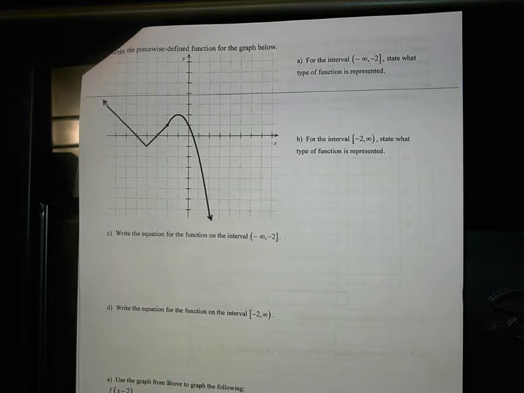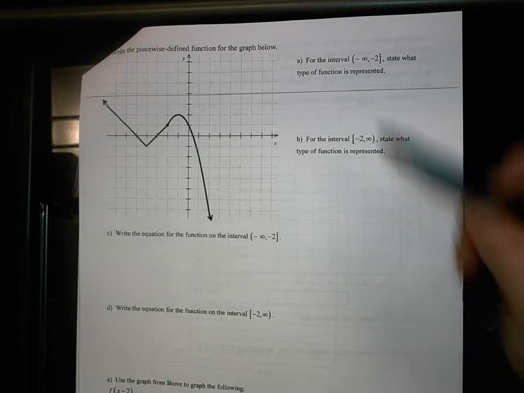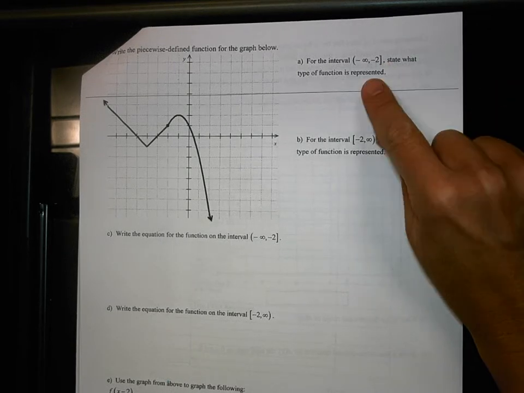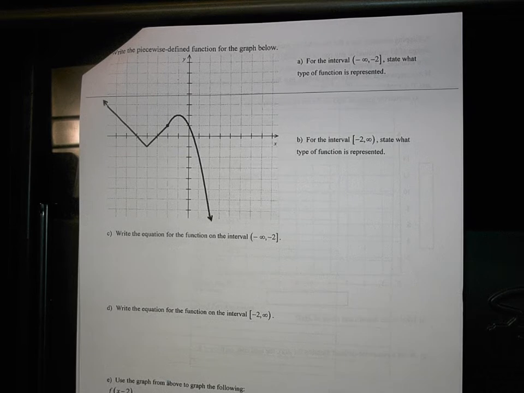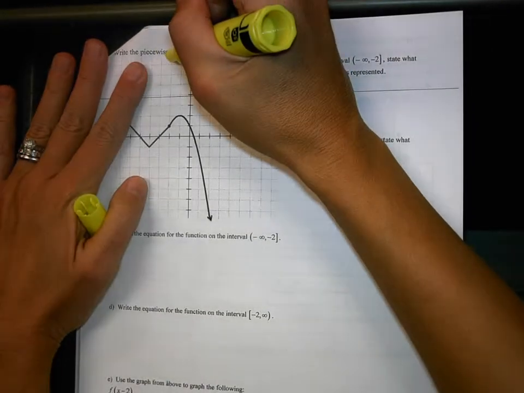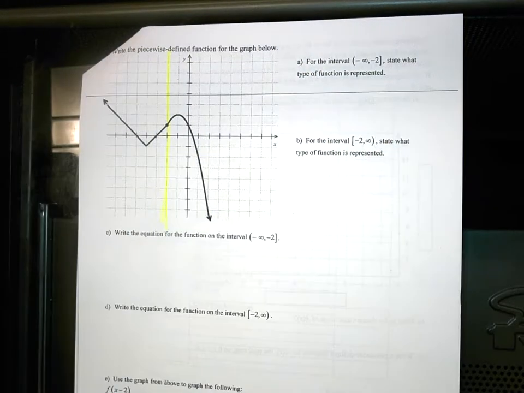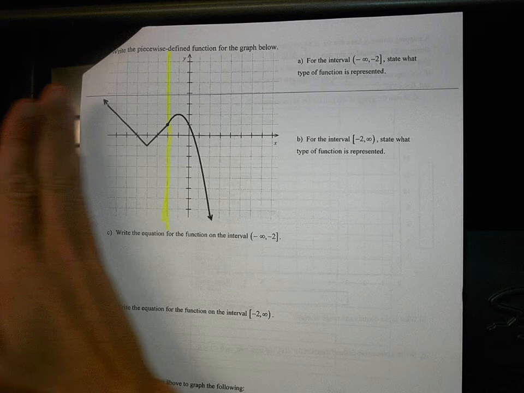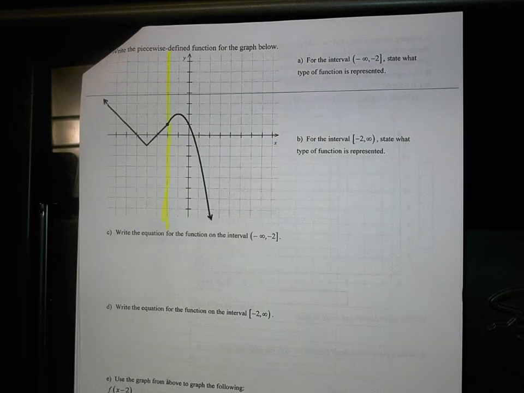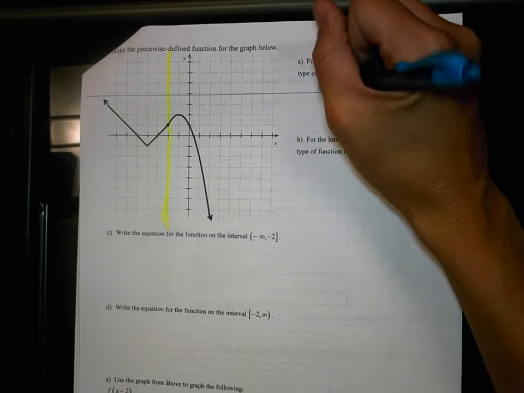Okay, so this says write the piecewise-defined function for the graph below. For the interval, we're going to start with A here, for the interval negative infinity to 2, or sorry, negative infinity to negative 2. So I'm going to go ahead and highlight here. If we're looking at our domain from negative infinity to negative 2, what type of function is that? Very good. Linear absolute value is correct.